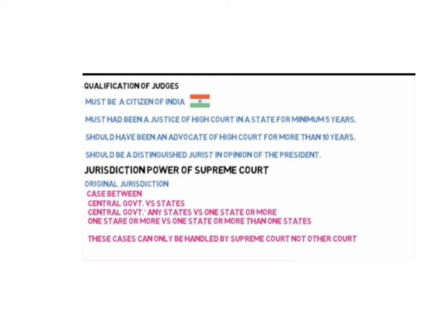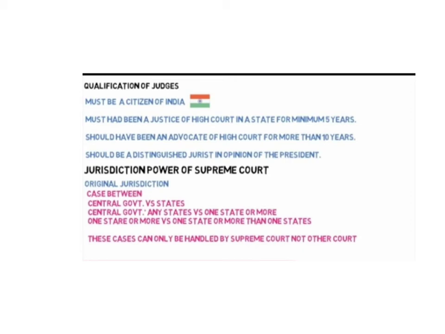Should have been an advocate of a High Court for more than 10 years. That means the person who will be appointed as a Supreme Court judge should be an advocate of a High Court for more than 10 years. Should be a distinguished jurist in the opinion of the President. He should be well versed in his field.